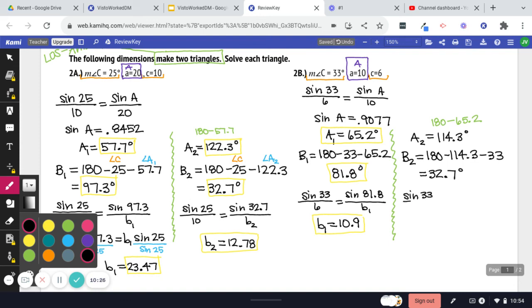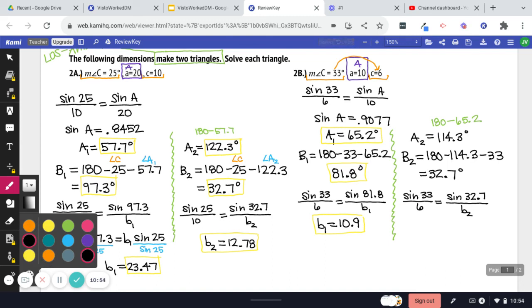Now, I'm going to write this and then I'm going to pause for a second. This is really cool to me, and I realize I'm weird. But if I have a 33 degree angle and the side associated with that, so that 33 matched up with a side of 6, my 32.7 degree angle better be real close to 6. So let's check it out.